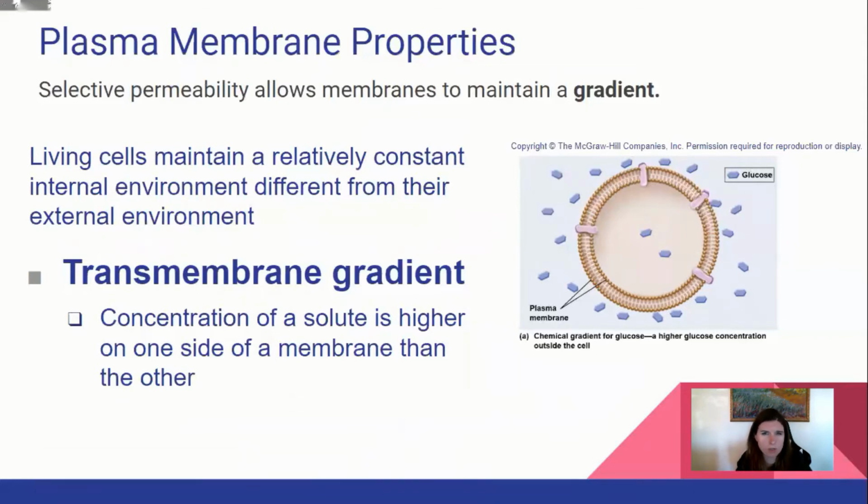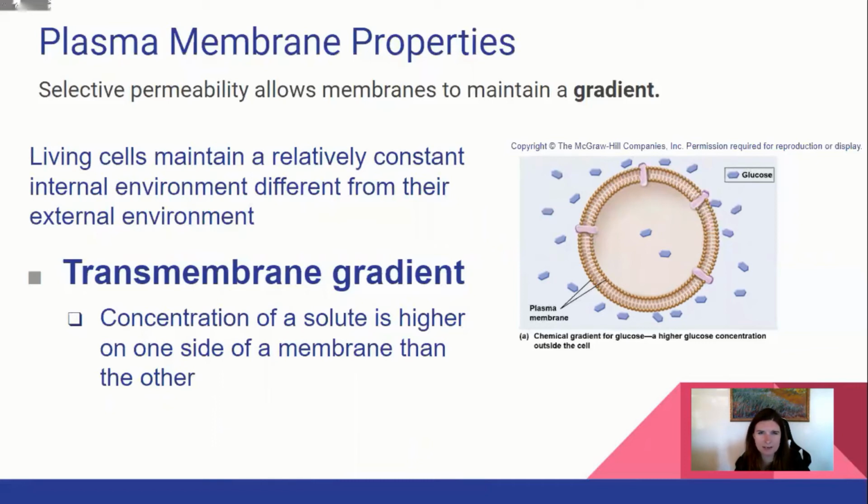So usually this wouldn't happen. If there was no membrane, they'd all kind of spread out equally until they were evenly distributed, which we call reaching equilibrium. But because we have this barrier, and this barrier controls what goes in and out, we can have a difference on either side of the cell.